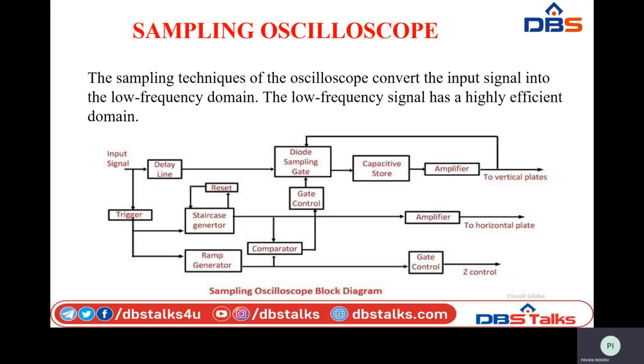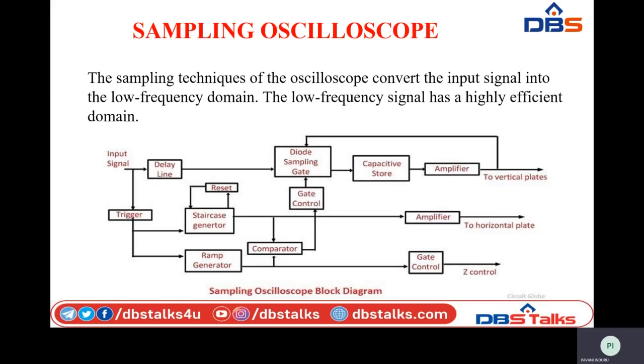Whenever the first sample has been taken, it immediately resets, so it has one reset pulse. Once the sample has been taken, it is going to take another sample by resetting the state, as in the waveform generator. In such a way, thousands of samples can be taken, then reconstructed and amplified, and then it is going to produce the signal on the screen.